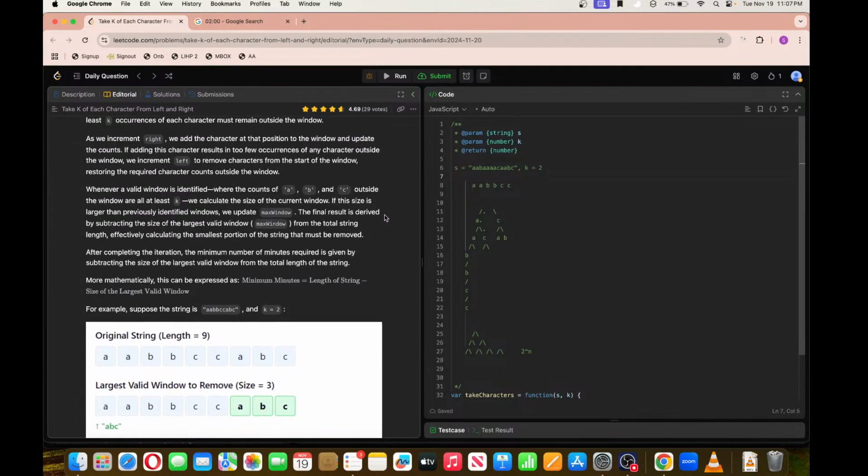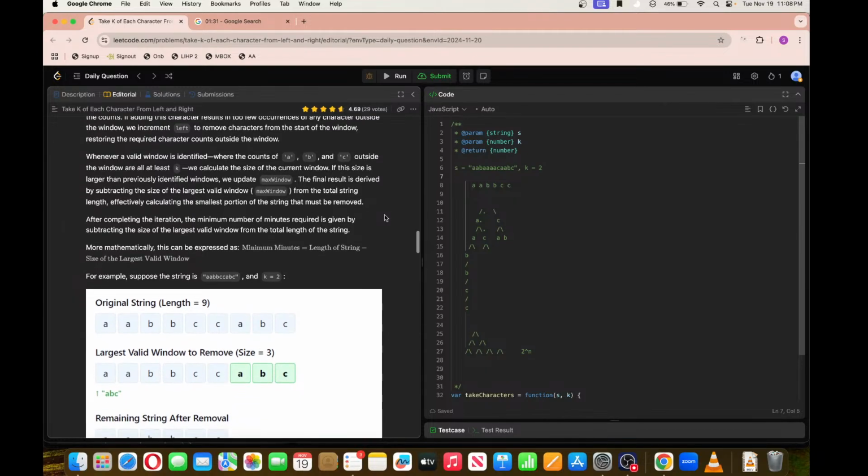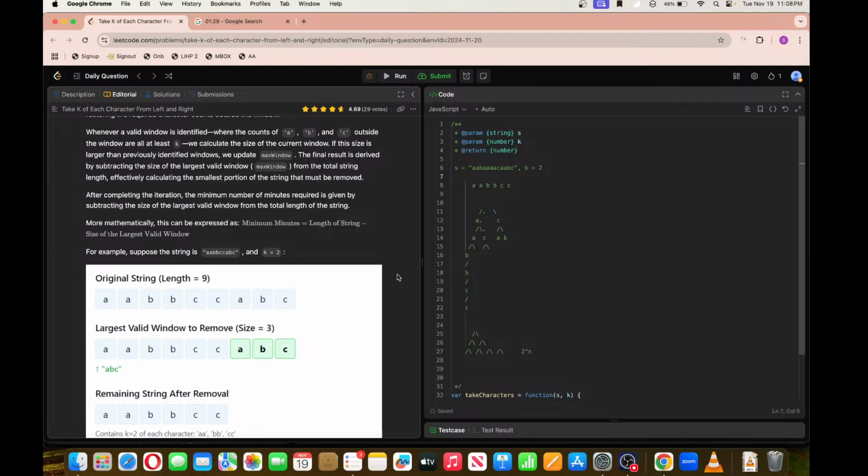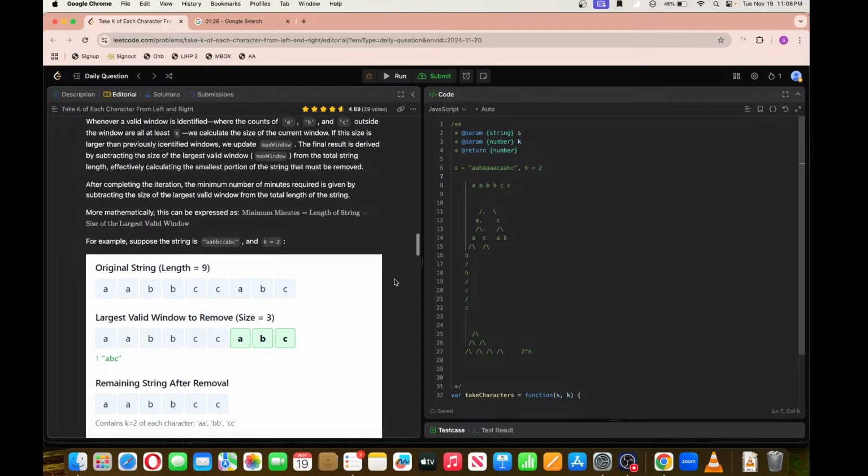As we increment right, we add the character at that position to the window and update the counts. If adding this character results in too few occurrences of any character outside the window, we shrink it; that is how a valid window is identified, where the counts outside the window are at least k.